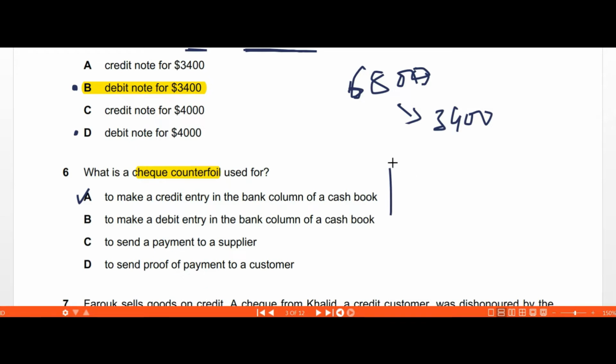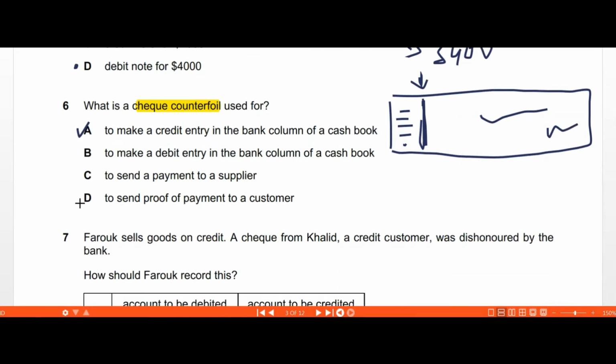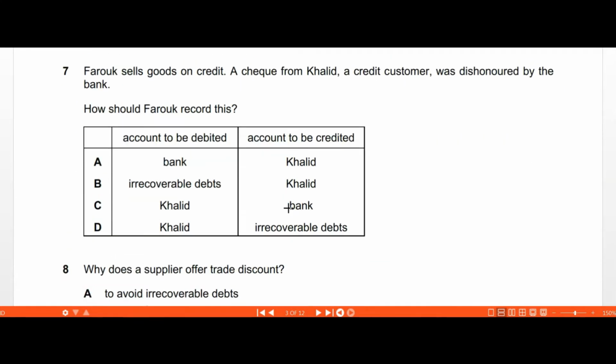So a check counterfoil is that small part. Like we've all seen what a checkbook looks like, and mostly these checkbooks have a part where you tear the check, and no matter whatever check you have written, there are always these small pieces of information that stay with you in that checkbook. So that is what the check counterfoil is, and you use it to make all the credit entries for the payments that you have made in your cash book. Moving on to question number 7.